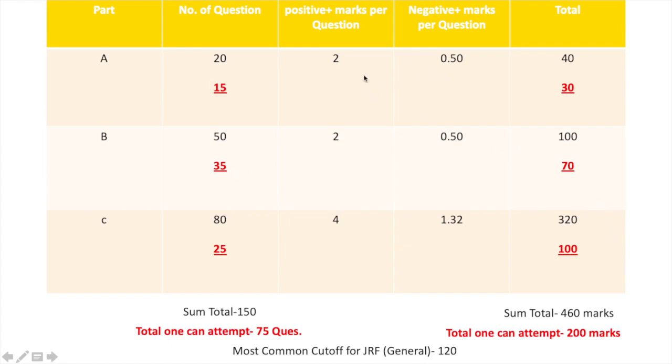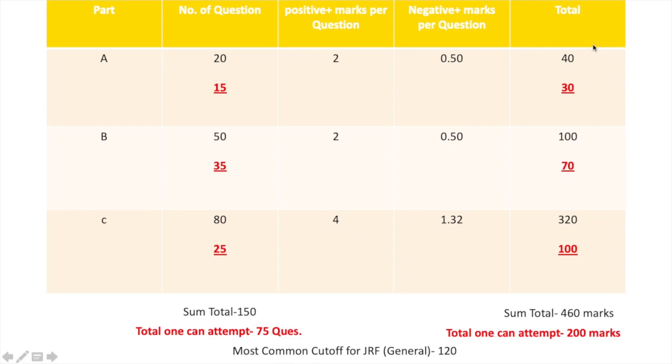The negative and positive marking will be the same for part A and B. In part C, the negative marking is a bit more than part A and part B, so we can't take a risk in part C. Here the number of questions is also high. Out of 80 questions, we have to solve any 25, so we have various options. The reason is the questions are a bit difficult, a bit complex.